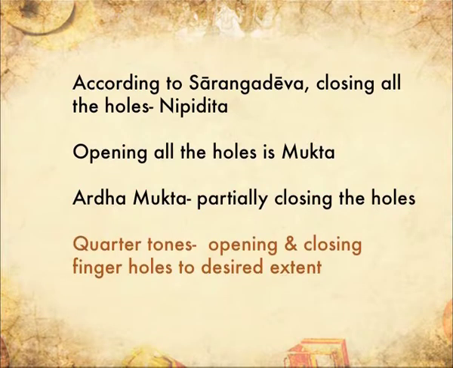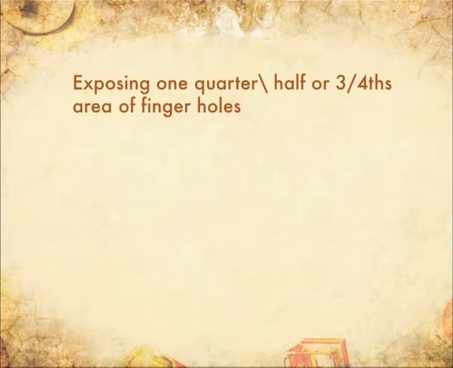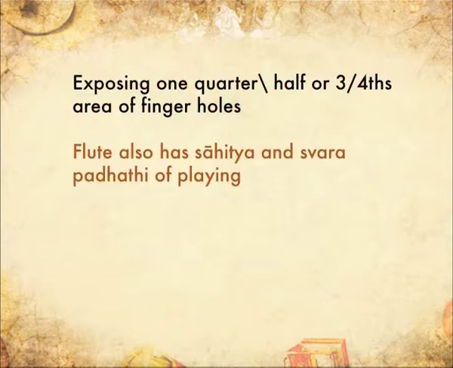The quarter tones are produced by opening and closing the finger holes to the desired extent, that is, by exposing 1/4 or half or 3/4 area of the finger holes. Just as in stringed instruments, in the flute also there is Sahitya and Swarapaddhati of playing.